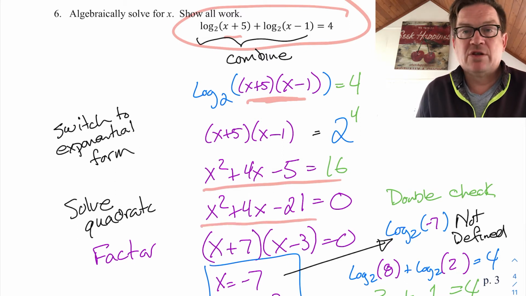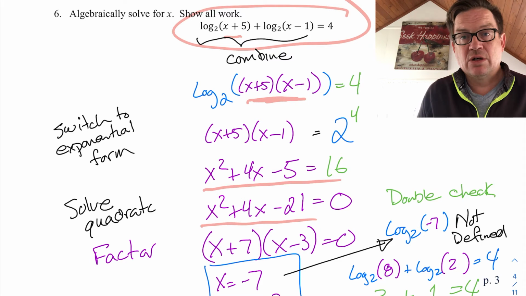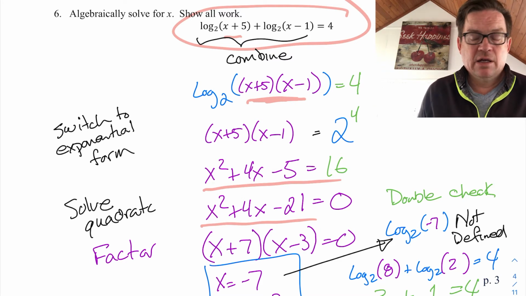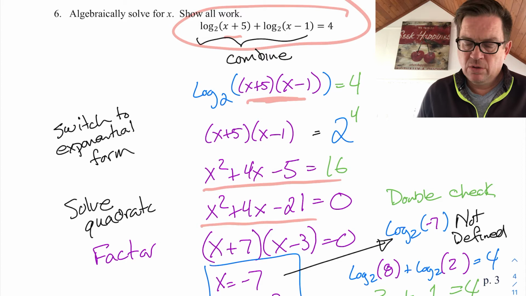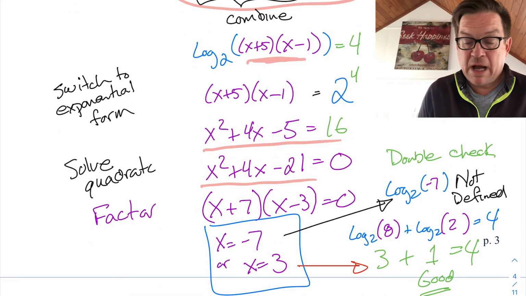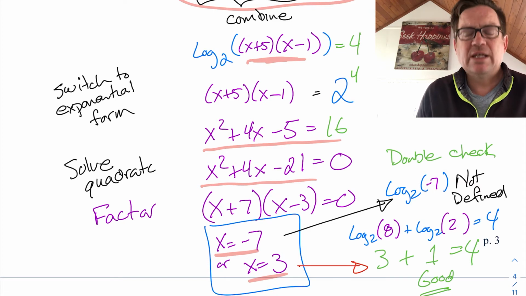So I move everything to the left side and set it equal to 0. Factor if I can. In this case, it works out to x plus 7 times x minus 3. But if it didn't factor nicely, then I could just use the quadratic formula if I needed to. And so I get two possible solutions: x equals negative 7 or x equals 3.